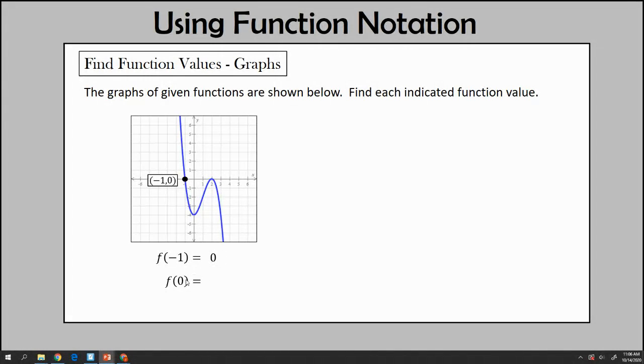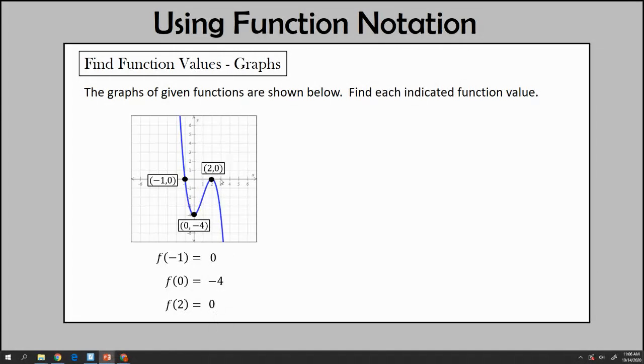What's the function value at 0? Well, when x is 0, y is -4. It's the ordered pair here, 0, -4. So when 0 is the input, the output's -4. How about f of 2? Well, what's the function value when x is 2? It's 2, 0. So the input of 2 has an output of 0. So the function value at f of 2 is 0.